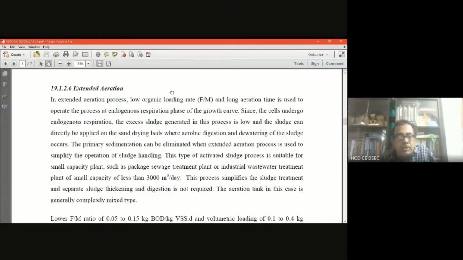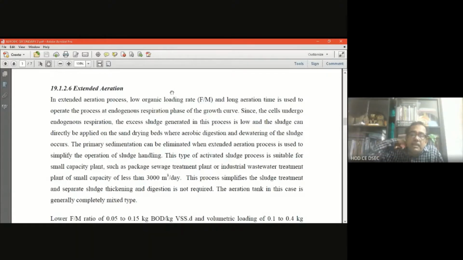I have shown you 3 to 4 million liter capacity per day, because if a larger capacity plant is there, then there will be a problem of extended aeration. So the limitation is that it is usable only for small capacity plants. Packaged sewage treatment plant, or any industrial waste treatment plant of capacity less than 3000 meter cube per day, it is very highly suitable for that.